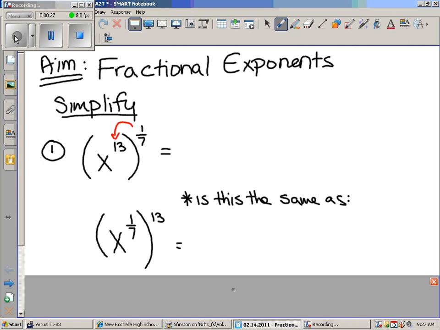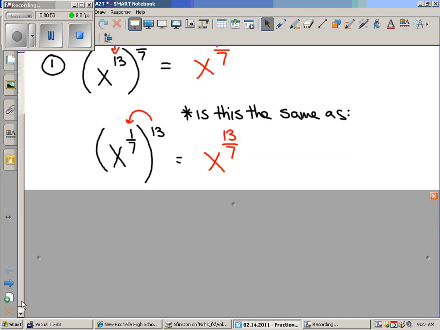Yep, you distribute this power inside, so here you get x. And what's 13 times 1/7? 13 over 7. And so let's do it again, right? Now you'll see that they're just reversed, and we're going to distribute in. What's 1/7 times 13? So they turn out to be the same thing. That's really interesting, right? Really interesting. Well, it produces a rule.